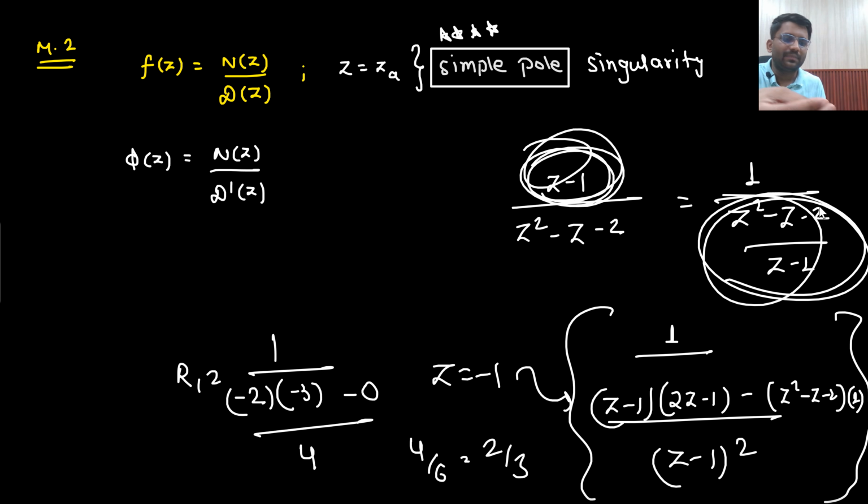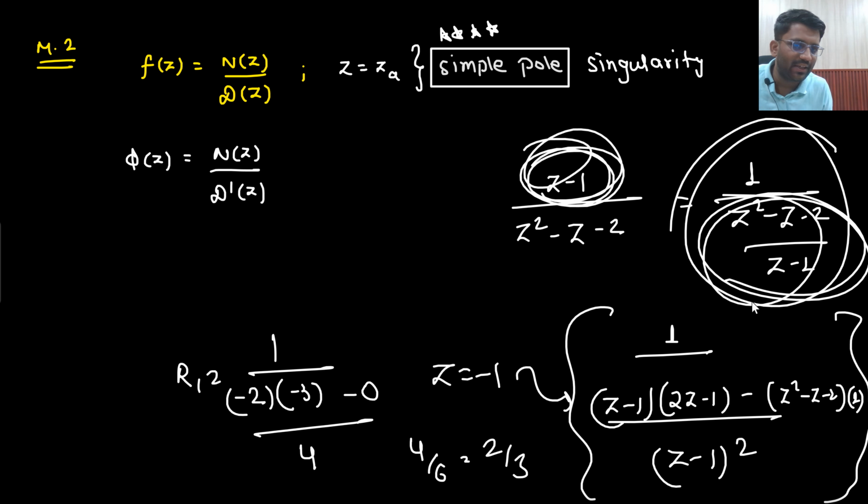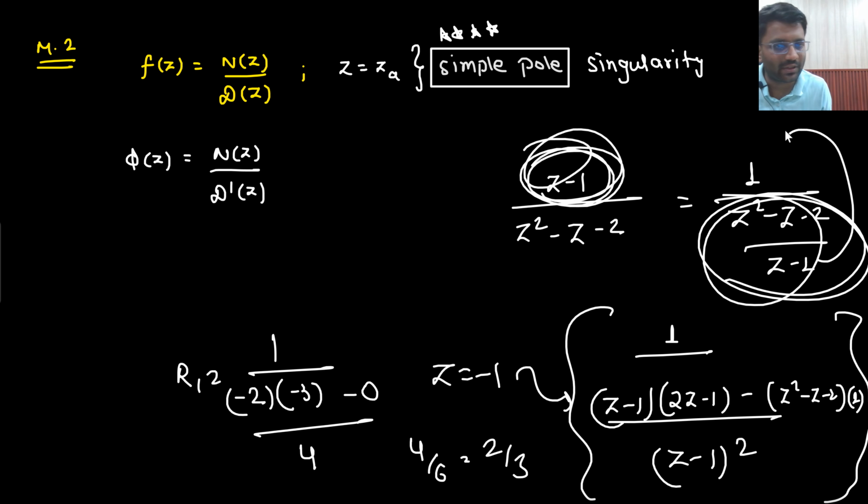Okay, so any function you can take as numerator, any function you can take as denominator. Just make sure one thing, that your singularities will be in that denominator only, which is pretty obvious. So don't feel that sir, what will be numerator, what will be denominator. When you see the function, you will be able to understand what is your numerator, what is your denominator. If my function was written in this way, then what would I have done? I would have taken z minus 1 upside.